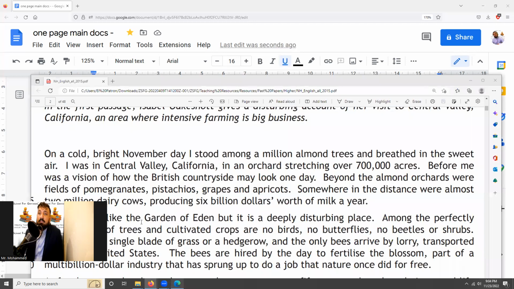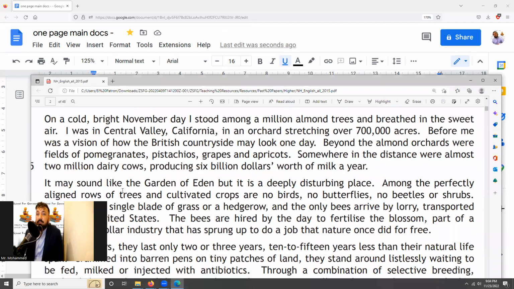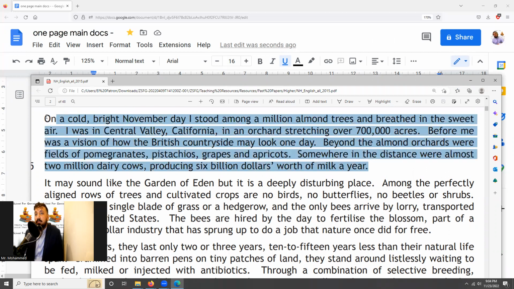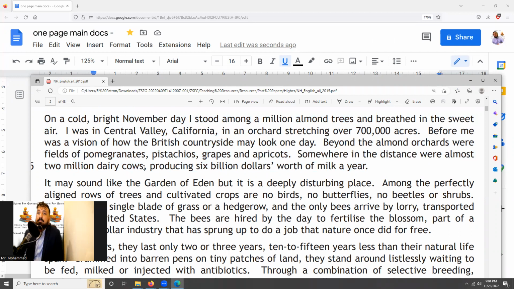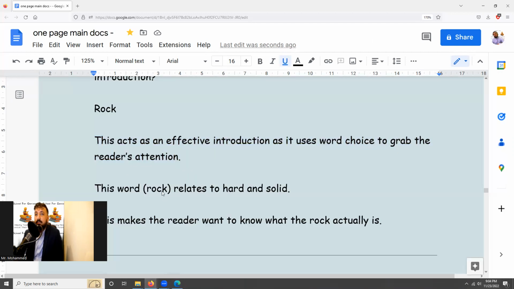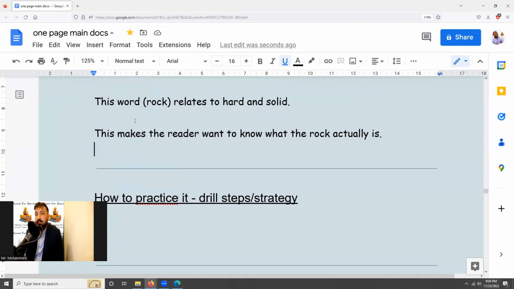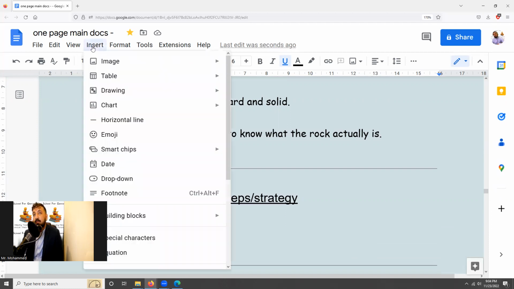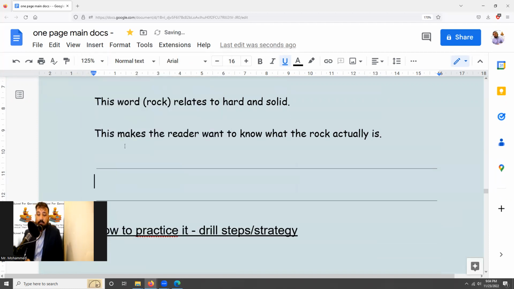Okay, now to give you another example from the RUAE, from a close reading RUAE past paper. If we went to the beginning of this text, this is the introduction right here, okay? And we looked for something in here that we could talk about that would grab the reader's attention. We could talk about this, okay? So we could say "2 million dairy cows." All right, so I'll do an example answer with you right now. So how does this grab the readers? How does this act as an effective introduction?